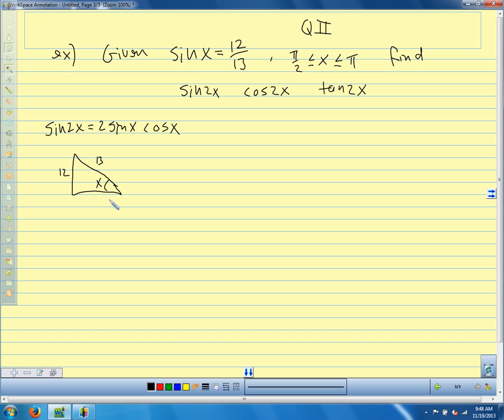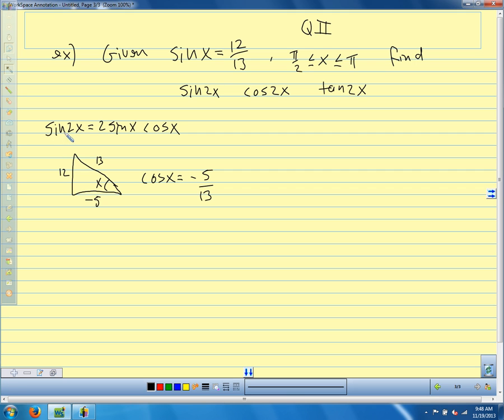What's our missing side here? 5. And we're in the second quadrant, so this is a -5. If we didn't remember this was a 5, 12, 13 triangle, we can use the Pythagorean theorem to find that missing side. So the cosine of x is -5/13. We're in quadrant 2, so it makes sense that the cosine would be negative.